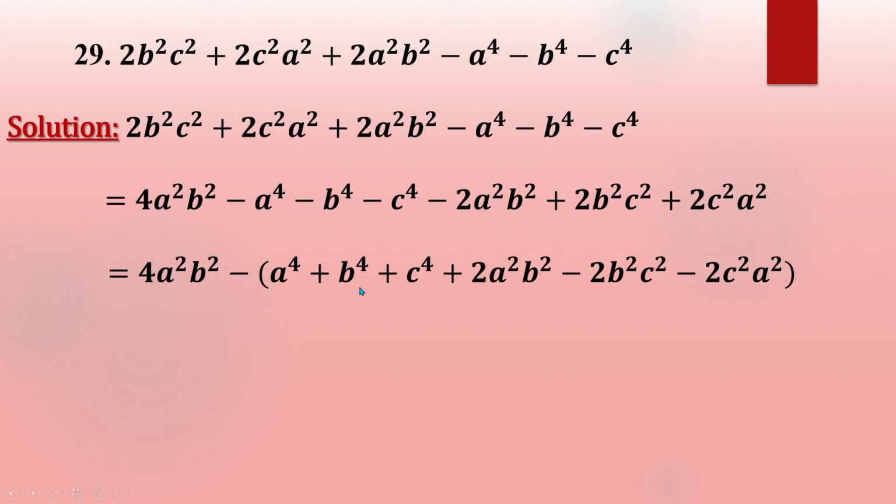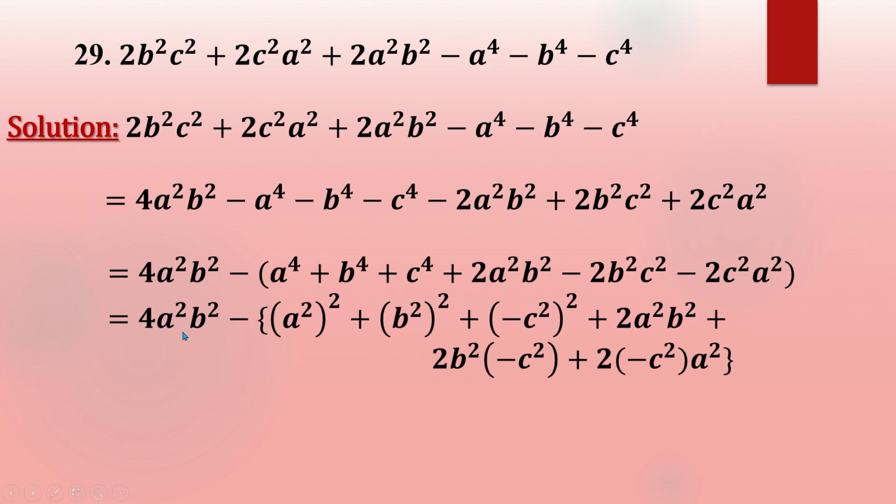As a result, here will be a to the power 4 plus b to the power 4 plus c to the power 4 plus 2a square b square minus 2b square c square minus 2c square a square. And this equal to, you can write a square whole square plus b square whole square plus minus c square whole square, because here this and this are minus, so we have to convert either b or c will be minus. So for making formula, we have taken here minus c square whole square. Minus whole square mean plus, no problem, and c square whole square means c to the power 4.